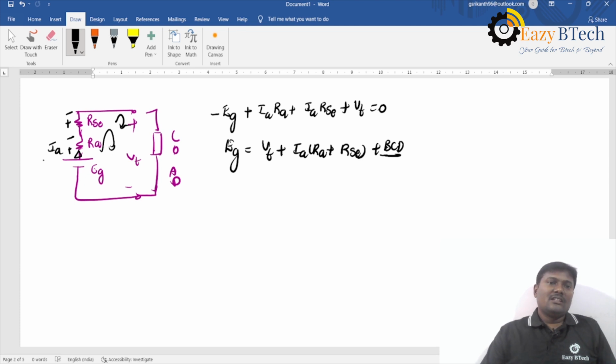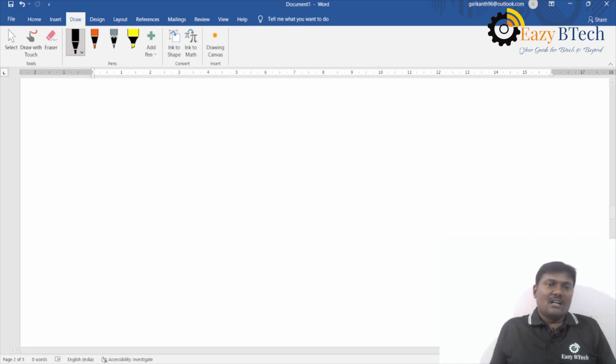Okay, this is about the long shunt connection. IA is equal to IL plus ISH, where ISH is equal to VT divided by RSH.